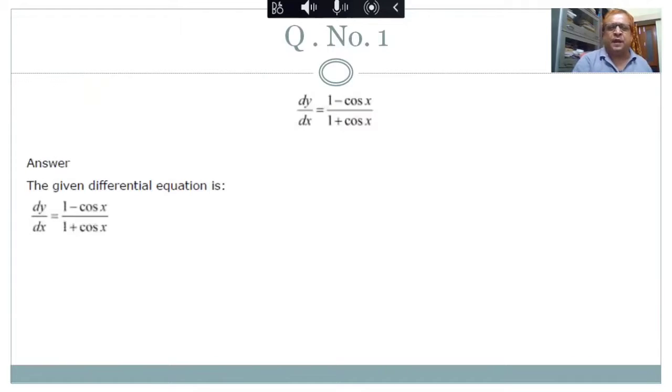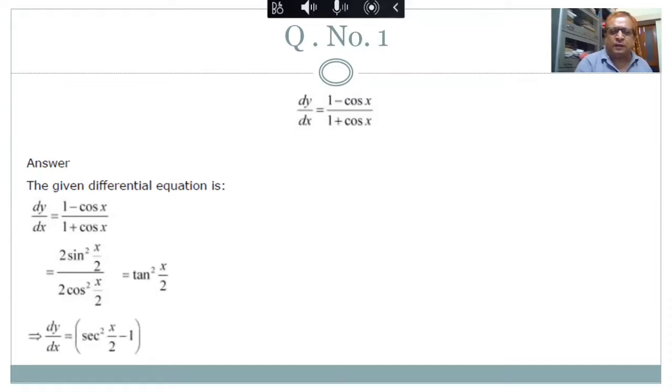So the given equation is this, and then we change 1 minus cos x into 2 sin square x upon 2, and 1 plus cos x as 2 cos square x upon 2. Now 2 will be cancelled and it will change into tan square x upon 2. Now tan square x upon 2 will change into sec square x upon 2 minus 1.